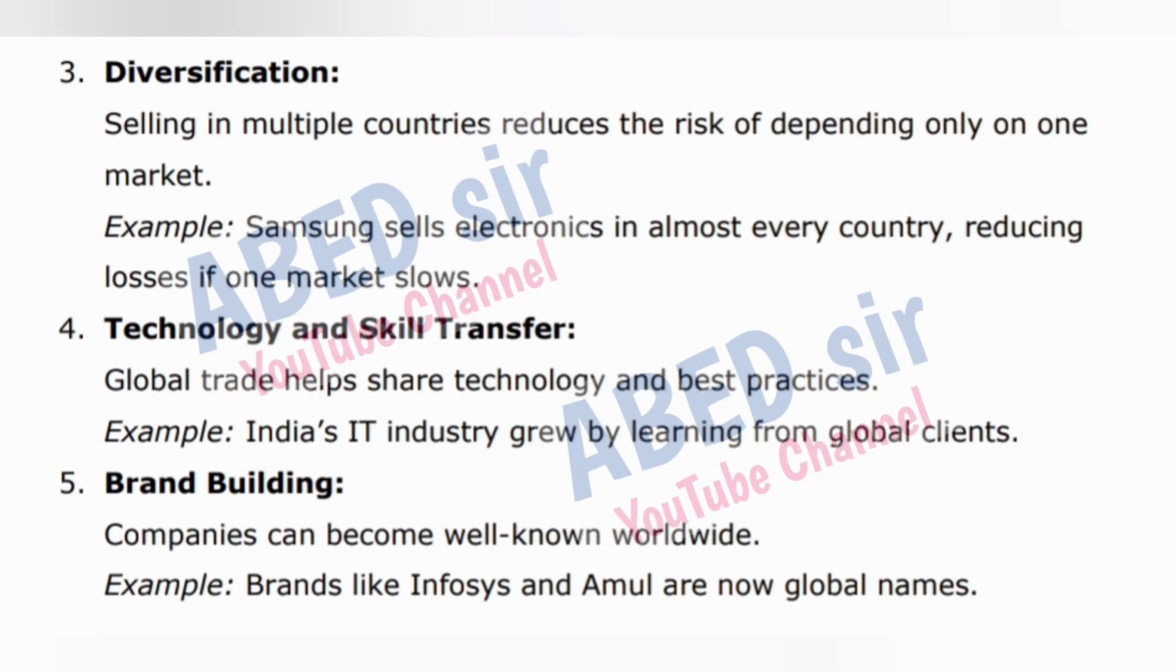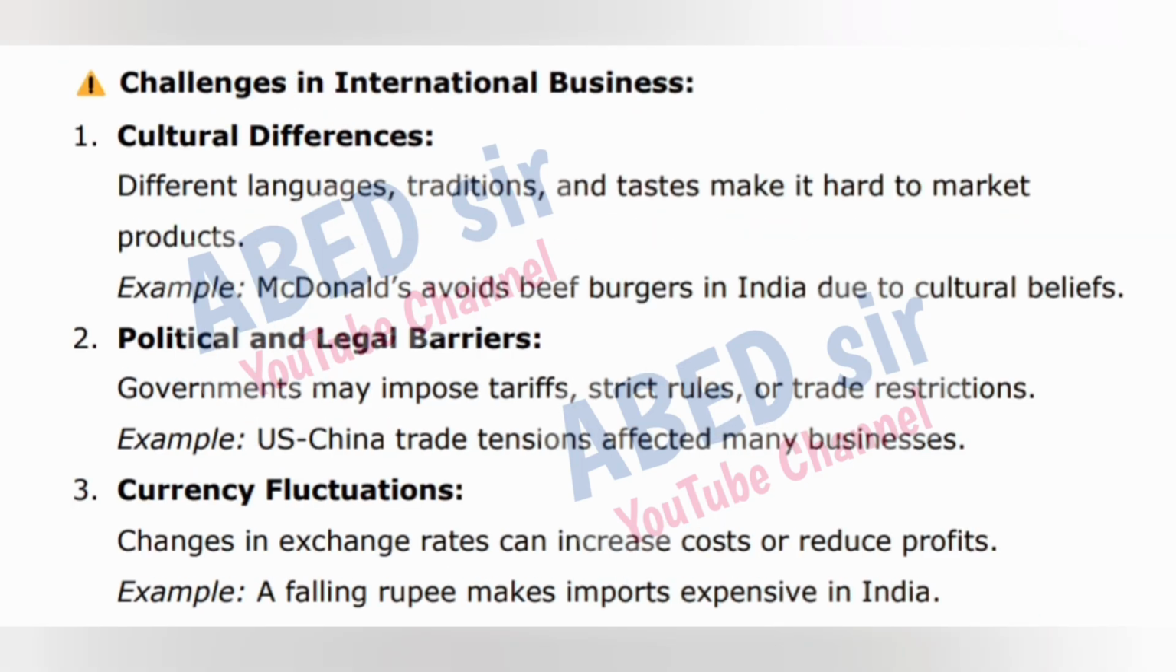5. Brand building. Companies can become well-known worldwide. Example, brands like Infosys and Amul are now global names. Challenges in international business. 1. Cultural differences. Different languages, traditions, and tastes make it hard to market products. Example, McDonald's avoids beef burgers in India due to cultural beliefs.